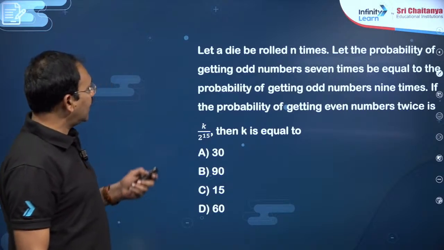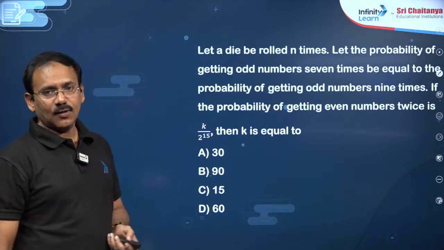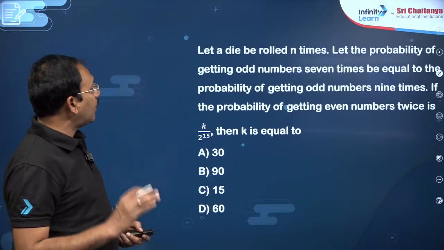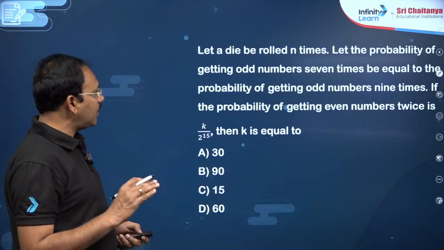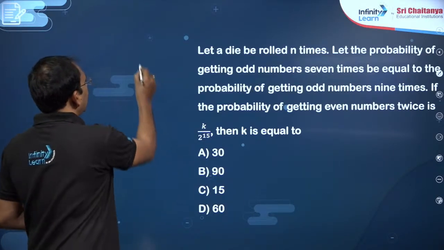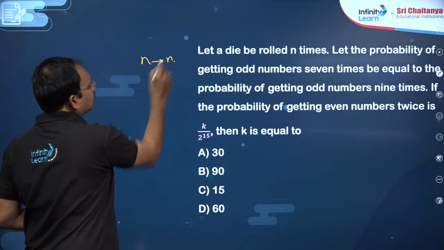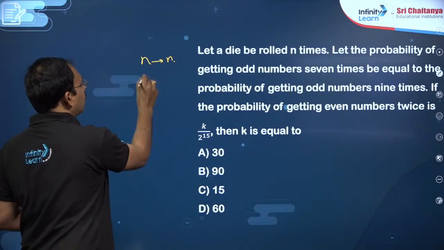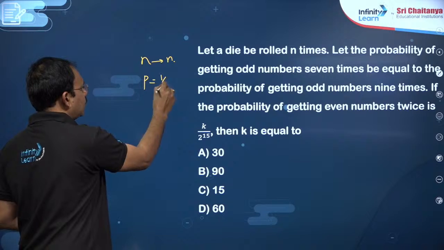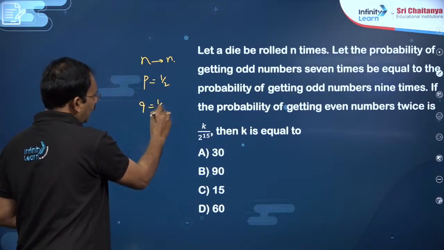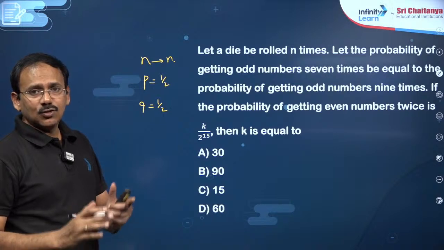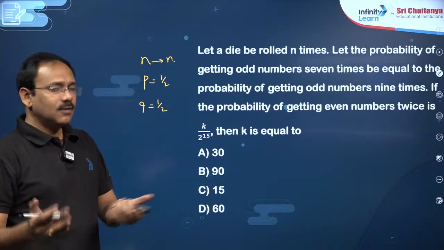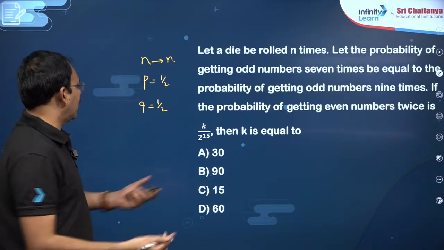You see dear students, a die is rolled n times, total n times, and the probability of getting an odd number 7 times is equal to... Suppose the number of trials is n, and getting an odd number is a success, it is 1 by 2, failure is also 1 by 2, because getting an odd number is success, 1 3 5 out of 1 2 3 4 5 6, 1 by 2.